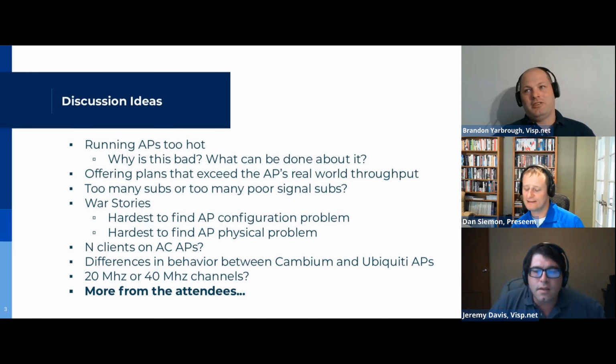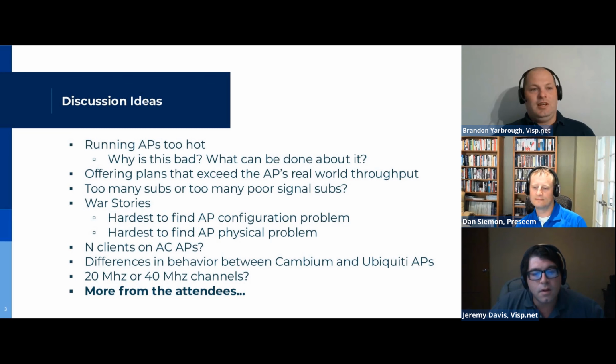I think the hardest challenge that I have is educating people on reality here, because as a consultant, I get all of these people coming to us and having high expectations. They're seeing these numbers of 60 to 70 subscribers on a single access point with 500 plus megabits per second of throughput. And well, yeah, that's all fine and dandy.